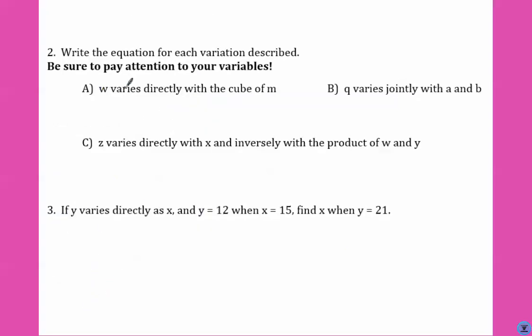So it says W varies directly. That means W is going to come before the equal sign. It varies directly, so K is going to get multiplied with whatever's next. The cube of M, so M cubed. Q varies, so that means Q equals, it varies jointly, so we know we're going to have multiple things being multiplied with K, so K times A and B.